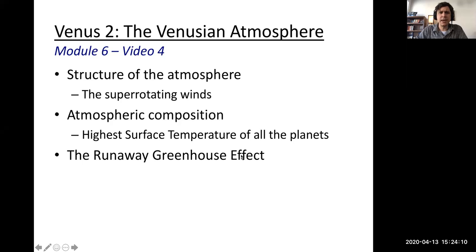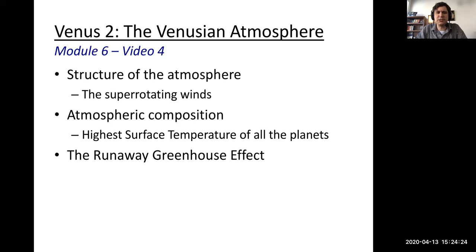Hello everybody, and it's time for video 4 of module number 6, our last video for module 6, where we will talk about the very exciting and interesting atmosphere of Venus. Of all the terrestrial planets, this is the thickest atmosphere, and we'll talk about its structure. We will talk about some interesting features, this layer of winds high in the atmosphere that are super rotating winds. They rotate around the planet at very high speeds.